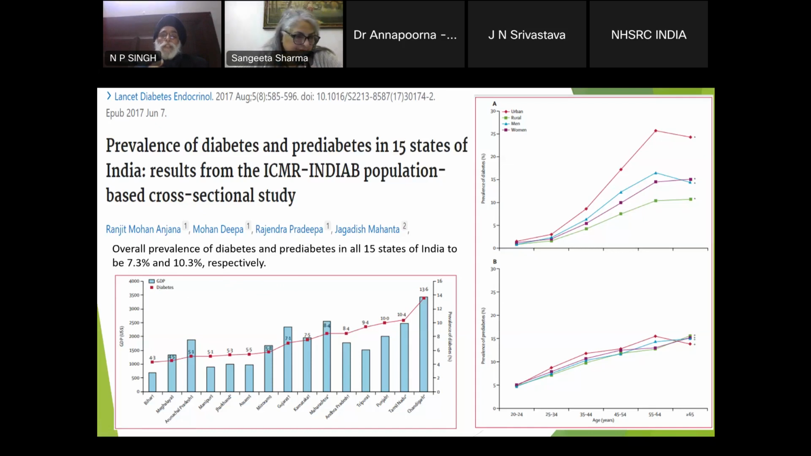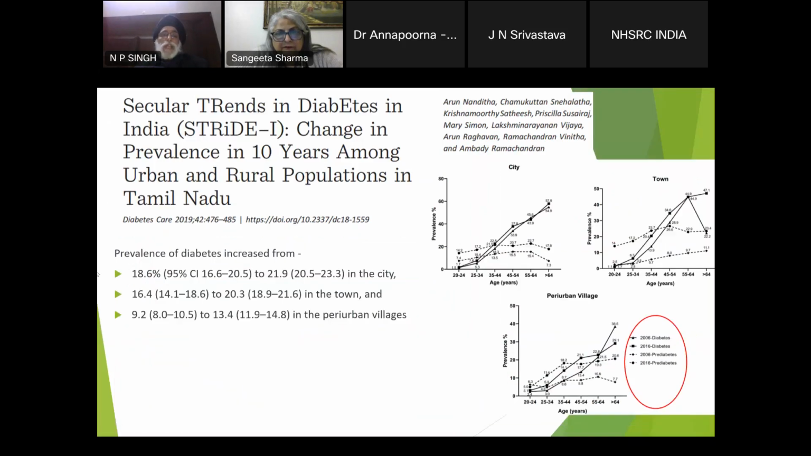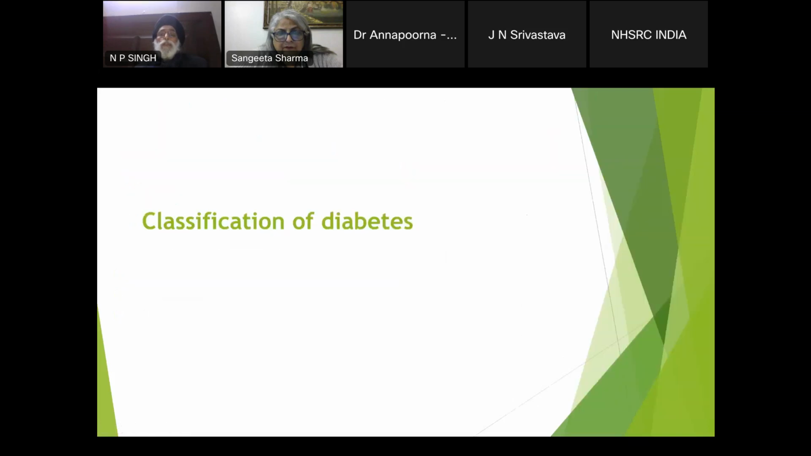This has increased from four decades earlier. When I was a student in MAMC, the incidence used to be told to us as 2%. So definitely, despite our best efforts, economic development and affluence are associated with increased prevalence of diabetes. This is another study from the southern part of our country, where they looked at a decade of prevalence among both rural and urban populations. Here again, from 2006 to 2016, the prevalence of both pre-diabetes and diabetes among the city, peri-urban, and rural areas has increased, from 18% to 21% in the city and 16 to 20% in the towns, and even in the peri-urban villages. So there is a significant issue related to that.